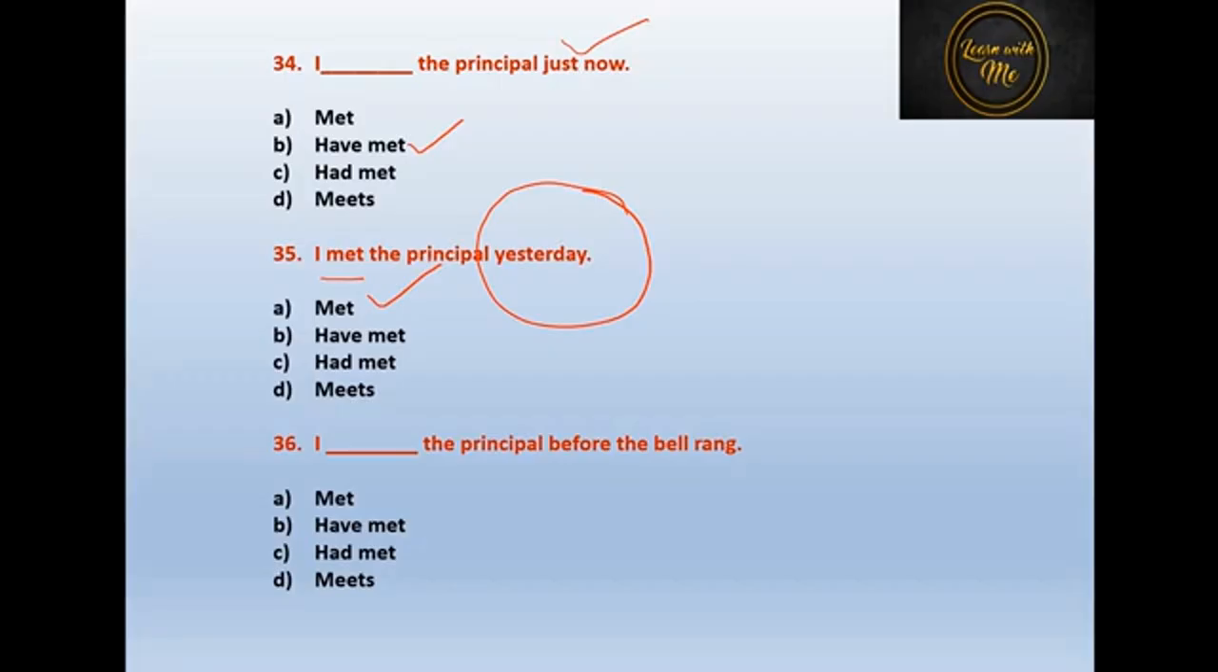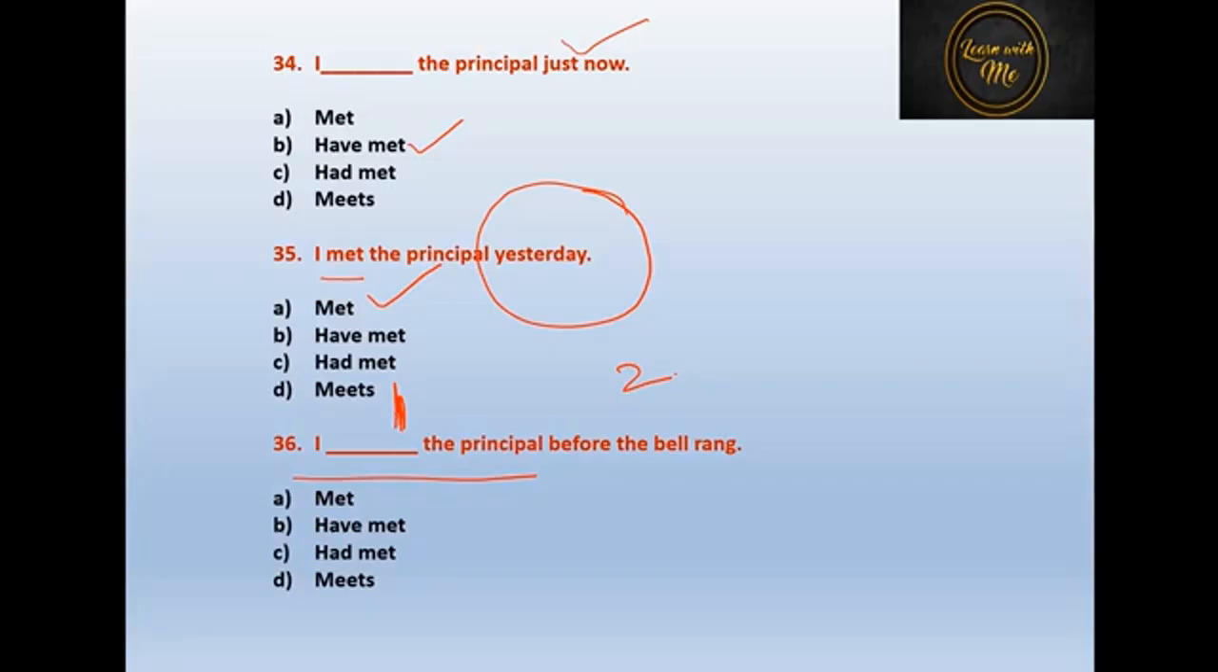Now see question number 36. I blanked the principal before the bell rang. This is in past perfect. The first action, he had met the principal, action number 1, that is already completed. When? Before the bell rang. I have told you, you will use past perfect when there are 2 past actions and the first past action is completed before the second past action began in the past.